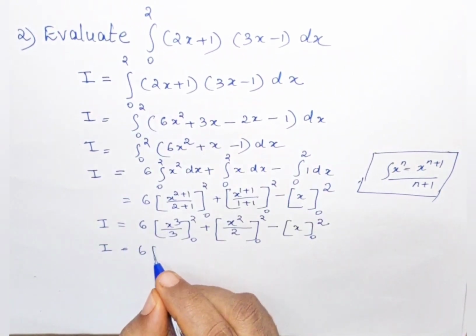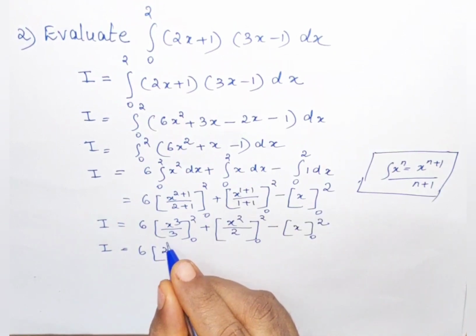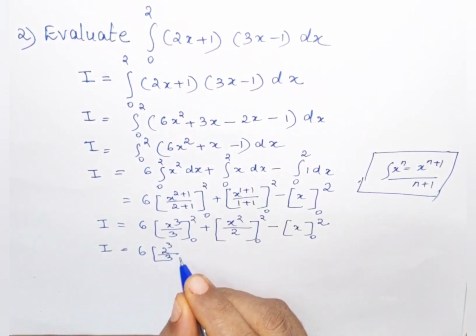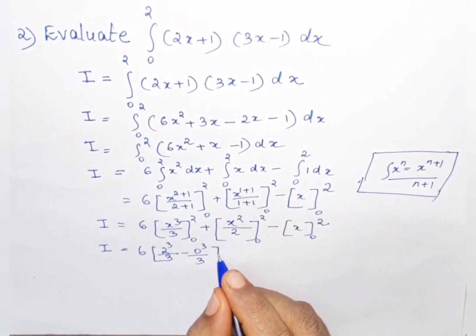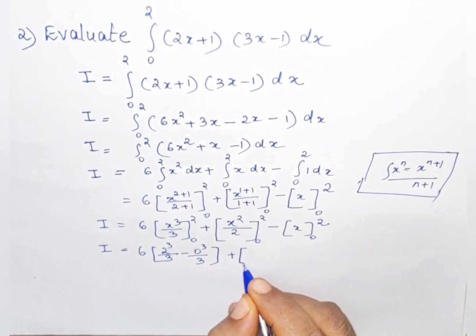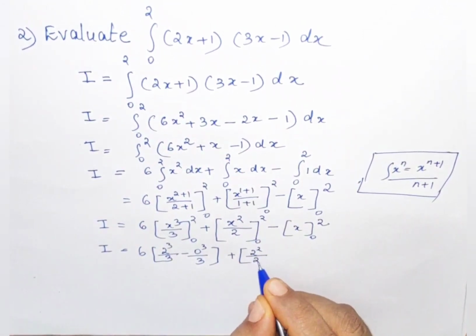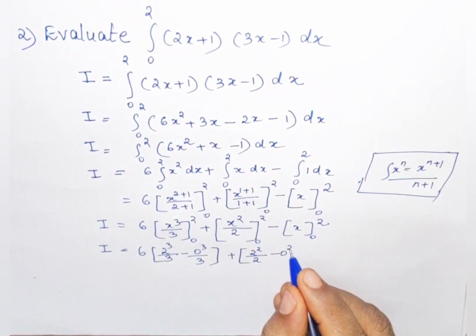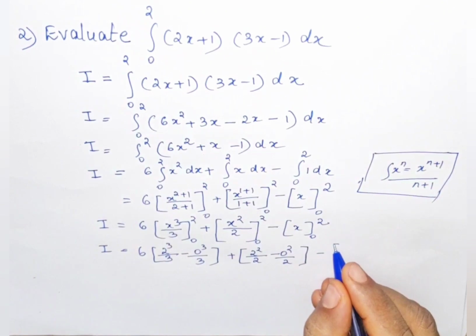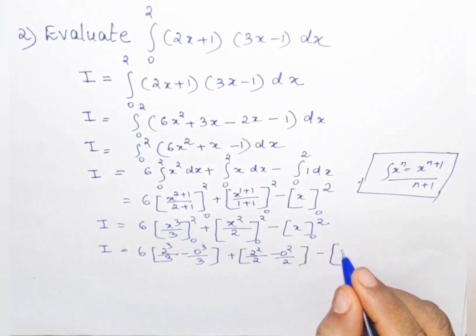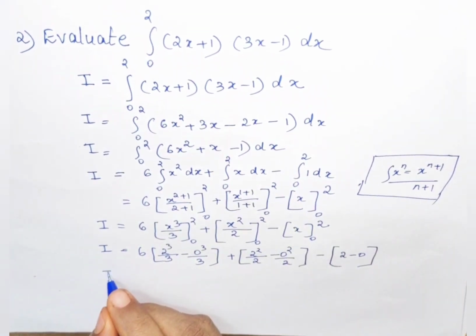Now I will become 6 into, now we have to apply upper limit minus lower limit to our x value. So x cube will become 2 cube by 3 minus x cube. In x cube's place we have to substitute the lower limit. So this becomes 0 cube by 3 plus, now for the second term also we are substituting, 2 square by 2. 2 we are substituting in x place, minus the lower limit 0 square by 2, minus, in x place we are substituting 2 minus lower limit 0.